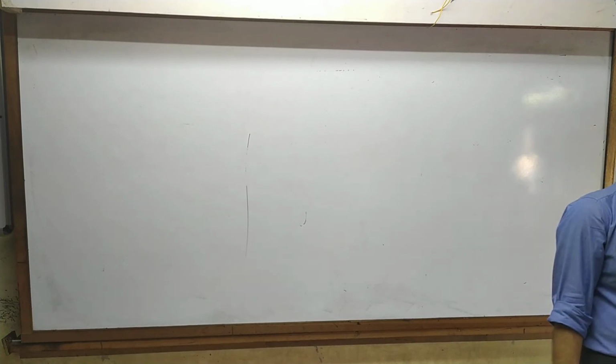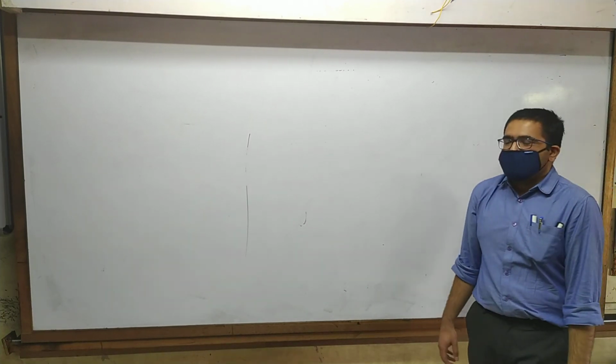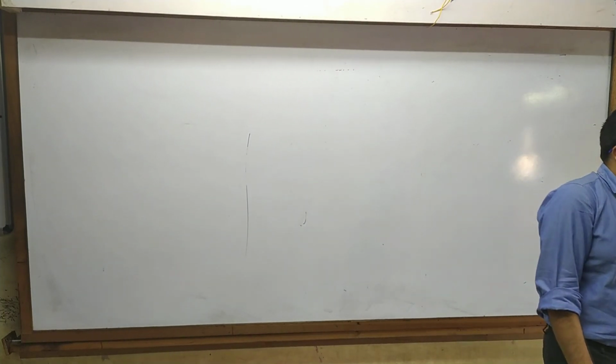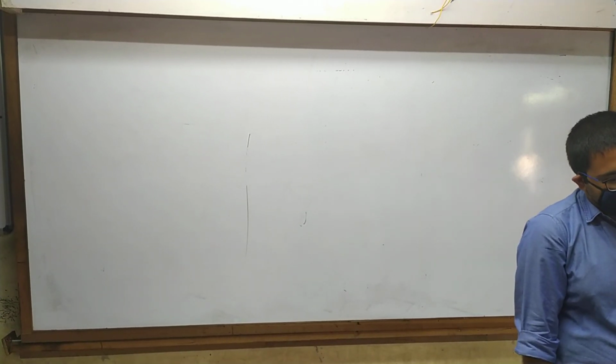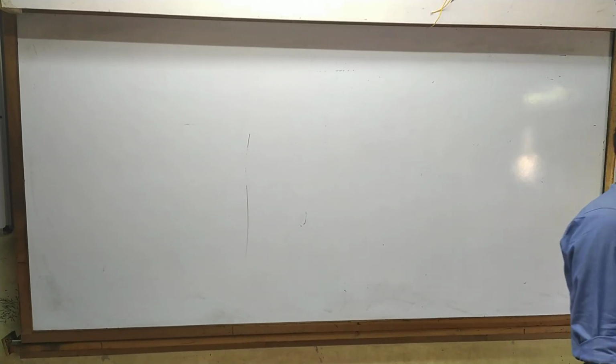Okay, 10.8. Example 10.8. We can solve part A. So, the question is as follows. A fully loaded Boeing aircraft has a mass of 3.3 × 10^5 kg. Its total wing area. What is the meaning of wing area?